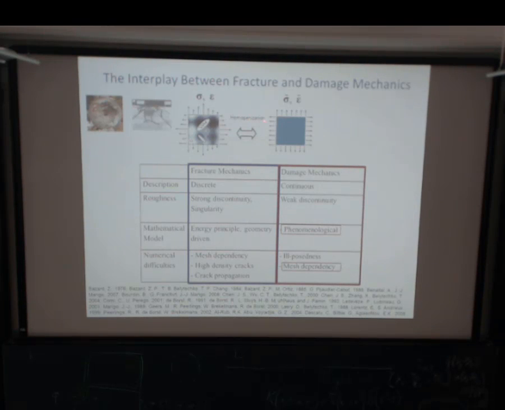I use the term homogenization in a very general sense, not in the traditional way of homogenization, scale separation with this asymptotic type of connection. I'm not doing that. I'll show you how we do it.